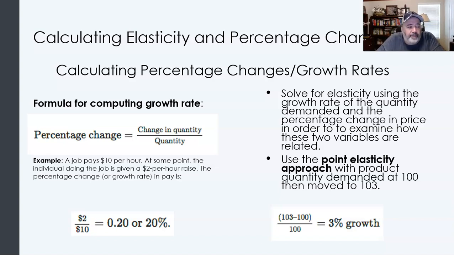In the example on the left, a job pays $10 per hour. At some point, the individual doing the job is given a $2 per hour raise, so the change there is 2. The old number is 10. The newer number will be 12. So now we've got 10. 2 divided by 10 is 1/5 or 20%. All right.